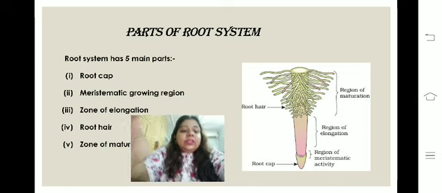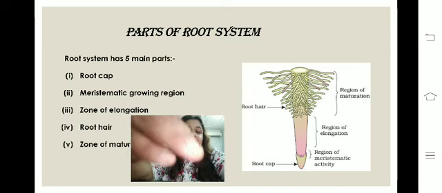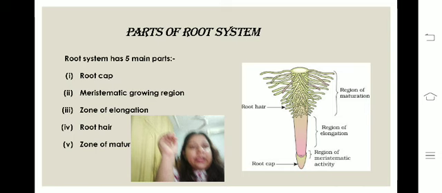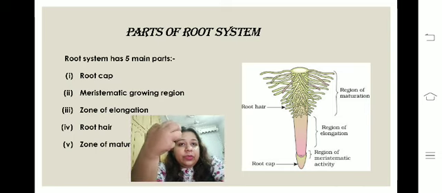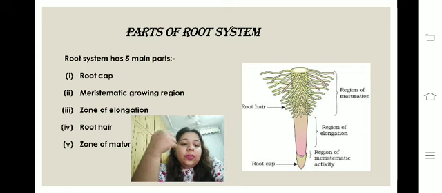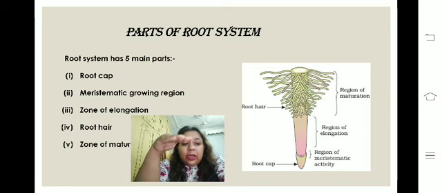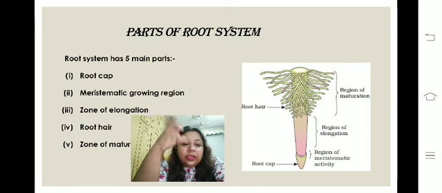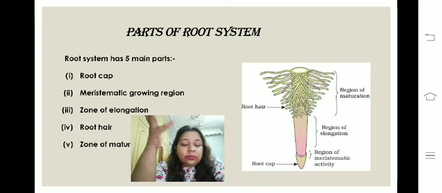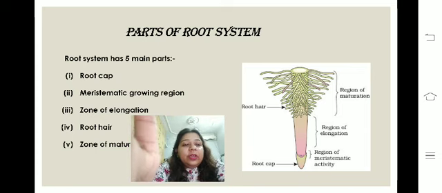The third region, which comes just above the meristematic growth region, is the region of elongation. It is just present behind the meristematic region, where these cells lose their power of dividing. Here no division takes place. They lose the power of division and just elongate. The cells only elongate, or increase the size of the roots. That is why it is called the region of elongation.